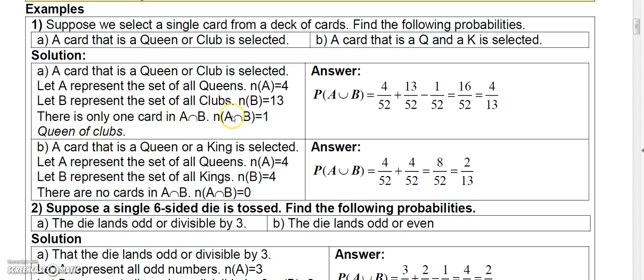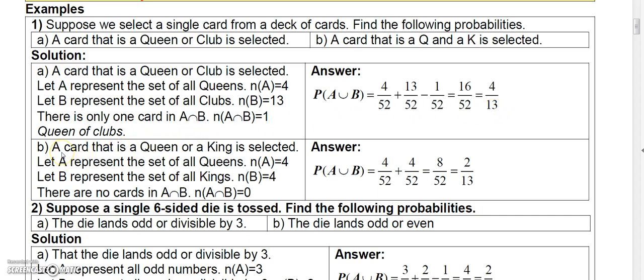Now to calculate, the probability of getting a queen would be 4 out of 52. The probability of getting a club would be 13 out of 52. And the probability of getting a card that's in both groups simultaneously would be 1 out of 52. If we add these two together and then subtract 1 out of 52, we get 16 out of 52, which reduces to 4/13.